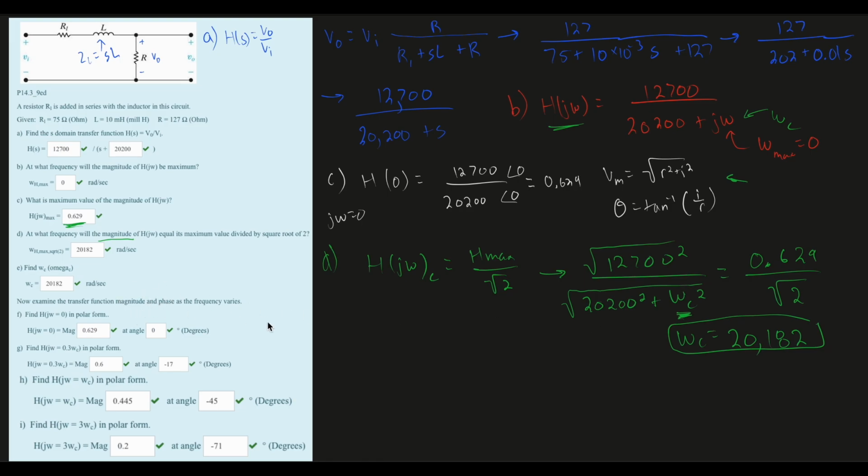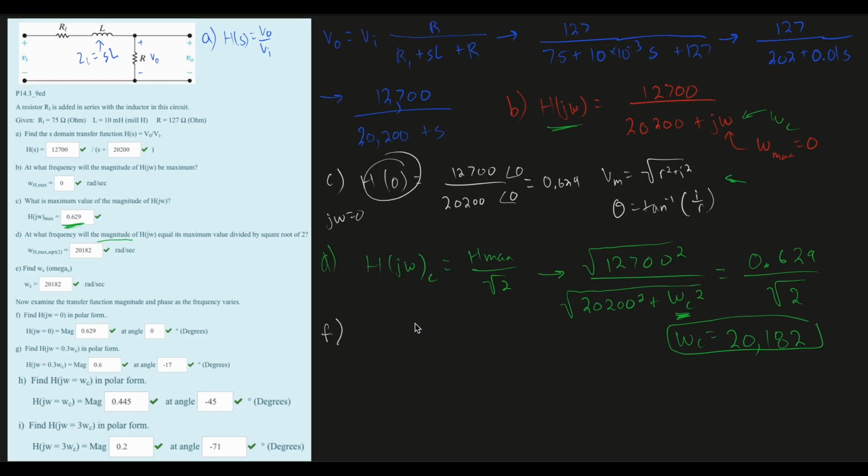Now we're going to look at part F. We're going to examine the transfer function magnitude and phase as the frequency varies. So as the frequency varies, we're going to get slightly different answers. We have when j omega is equal to 0. This is very similar to what we've done earlier, so it's really going to be the same answer. It's going to be 0.629 at an angle of 0 degrees when we're looking at H of 0, because the magnitude here is 0. And remember, when we do these together, we divide the actual numbers and then subtract the denominator angle from the numerator angle. So we get 0.629 at an angle of 0 degrees.